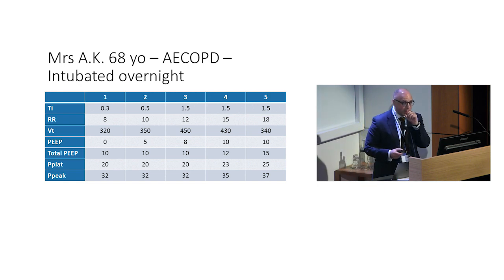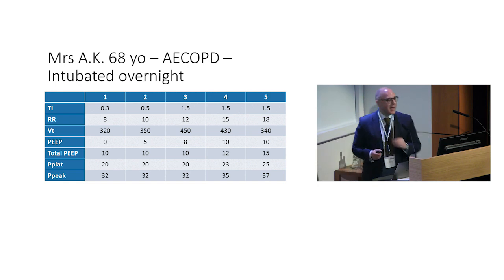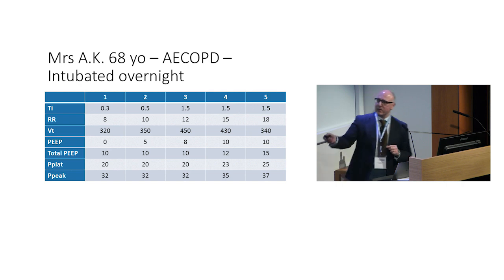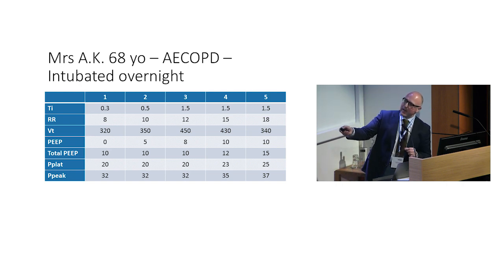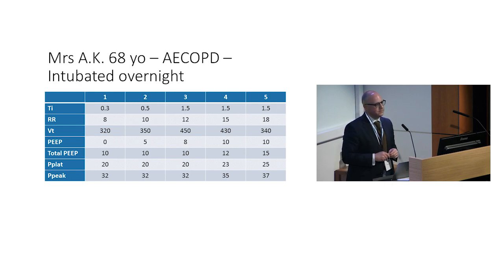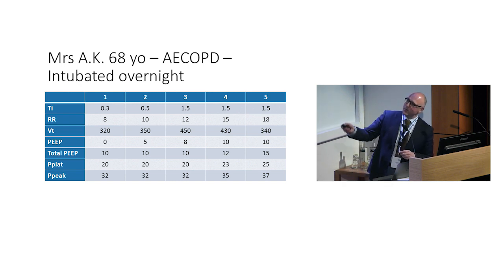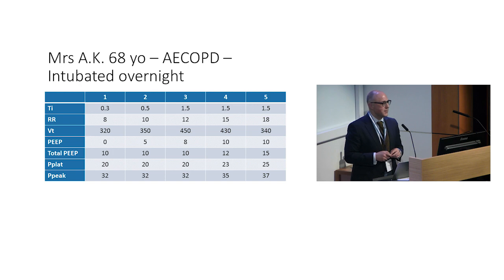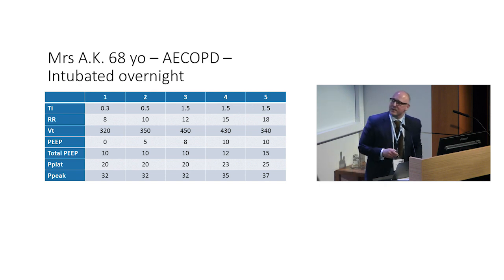She's been intubated overnight, and then at the handover, someone presents you this piece of paper saying, I've tried 5 different strategies. These are the inspiratory time, the respiratory rate that increases, the tidal volume, PEEP, the total PEEP, plateau and peak. Where do you want me to leave the ventilator? Option 1, 2, 3, 4, or 5. You ready to vote? We'll just have a few seconds, just have a look. Essentially, what I'll guide you through.